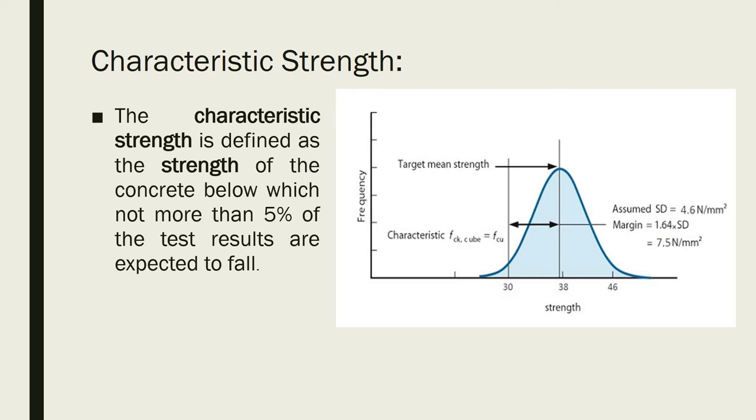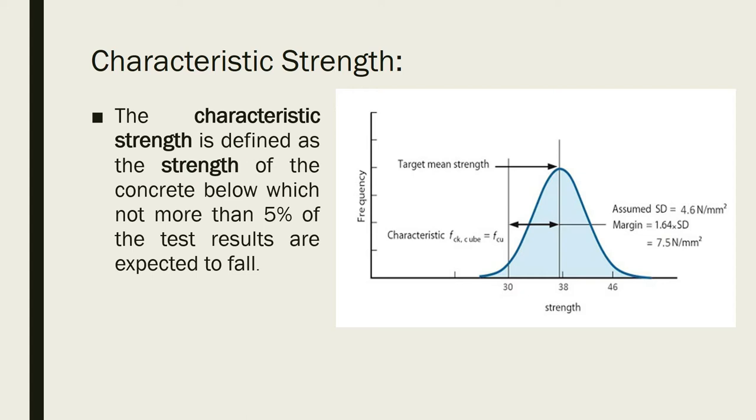So now you can see in the graph that on the right side of the line, that is over the 30, we have most of the portion of the graph, which is around 95%, and in that case only we can call the 30 a characteristic strength. This definition holds good for both concrete as well as steel.